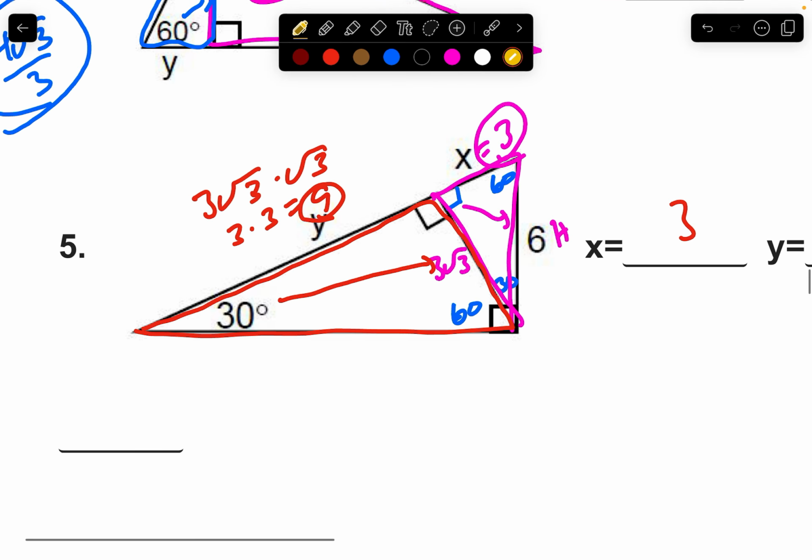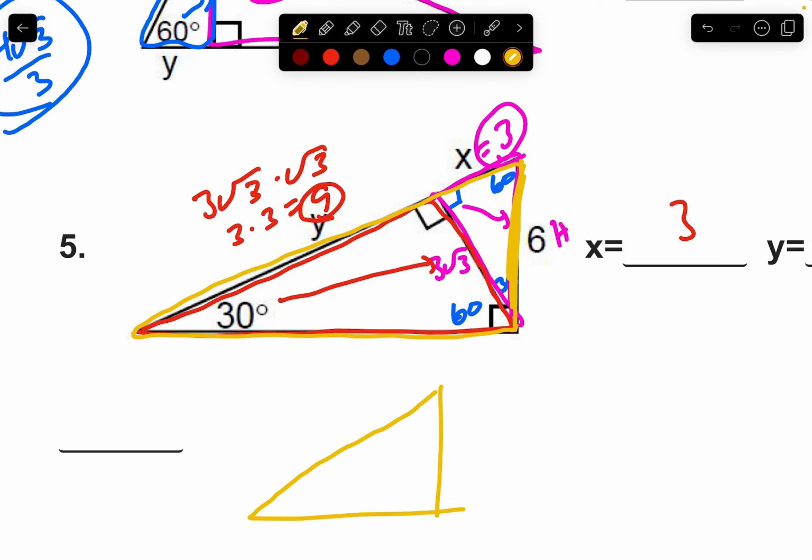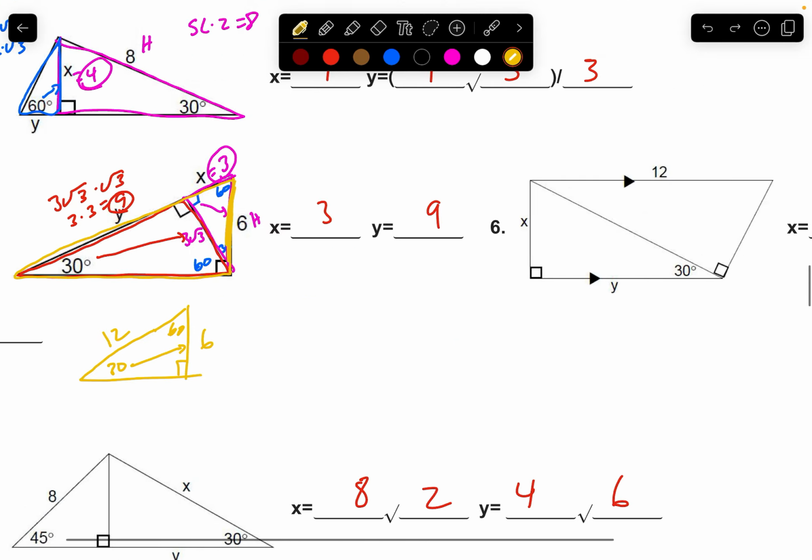An alternative way you could have done it is you could have focused on the big gold triangle. On the big gold triangle, we have a 30, a 90 and a 60, and this side is 6. So the side across from 30 is 6, which means the hypotenuse would be 12. And if this much of it's 3, then the rest of it would be 9, right? 9 plus 3 is 12. So that's another way you could have approached that.